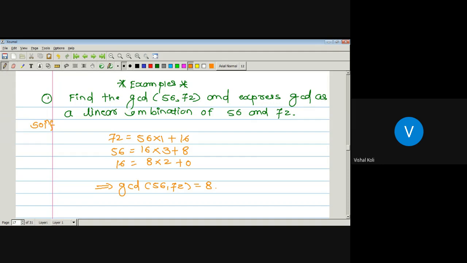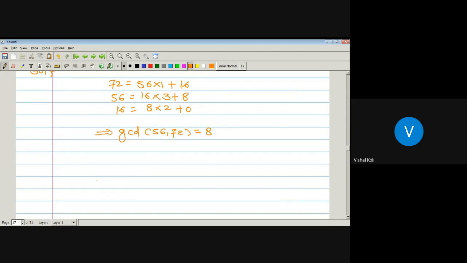So first we found the GCD of 56 and 72, and now we have to express that GCD 8 as a linear combination of 56 and 72. We just have to write these steps outside. As 8 is the GCD, then by the second step, 8 is 56 minus 16 into 3. Now from the first one, we get the value of 16. So it is 56 minus 3 times 16, and 16 is 72 minus 56.